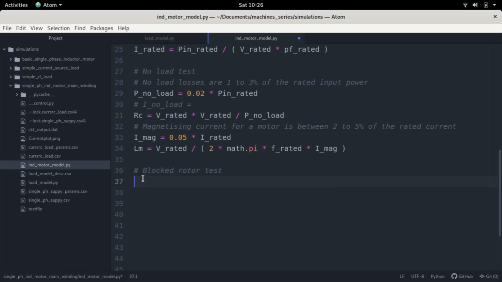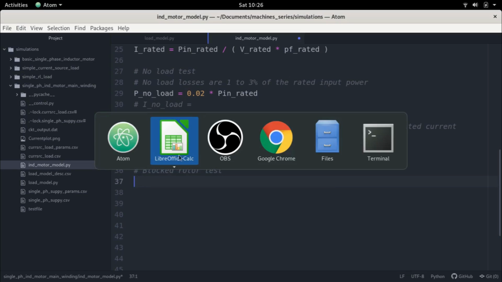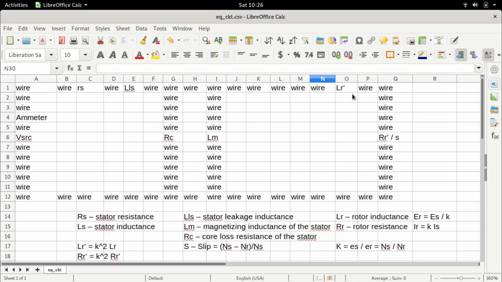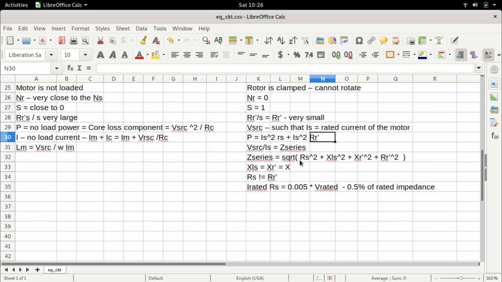Here in the blocked rotor test, the total losses, right? Let's go back to the editor. You see here that R_R' is very small, and of course these things we've already discussed. The total power loss is equal to the total ohmic loss in the stator and the total rotor loss, right? Now we can calculate the total impedance of this path. We can calculate the total impedance of this path using this very simple formula.